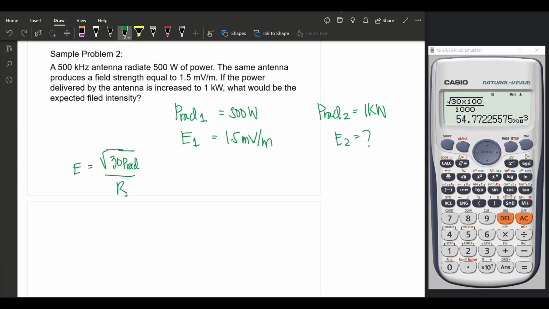He did not mention anything regarding the distance. So if it was 500 watts at first with a field strength of 1.5 millivolts per meter, what will the field strength be if the power becomes 1 kilowatt? It is just a relation. Based on the formula, the power is directly proportional to the field strength, but the power should be under a square root. Using ratio and proportion, you can compute that directly.